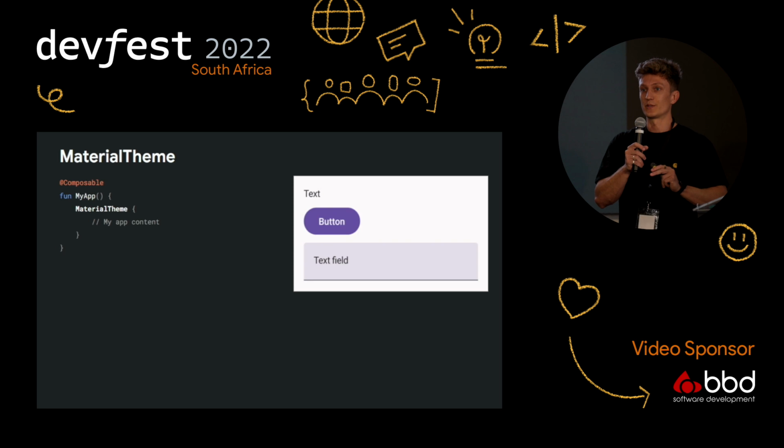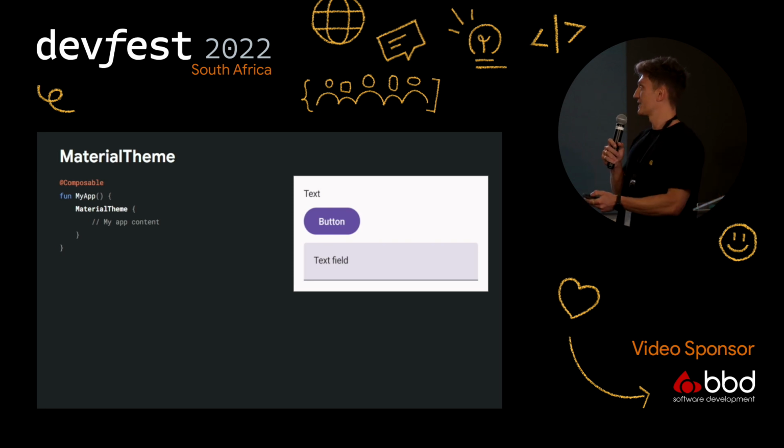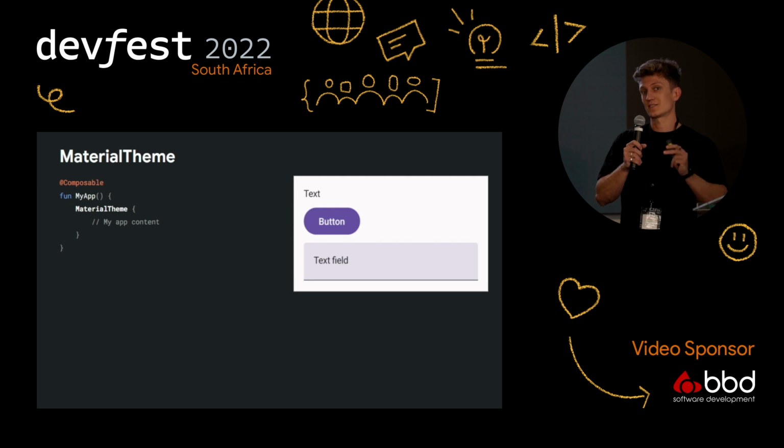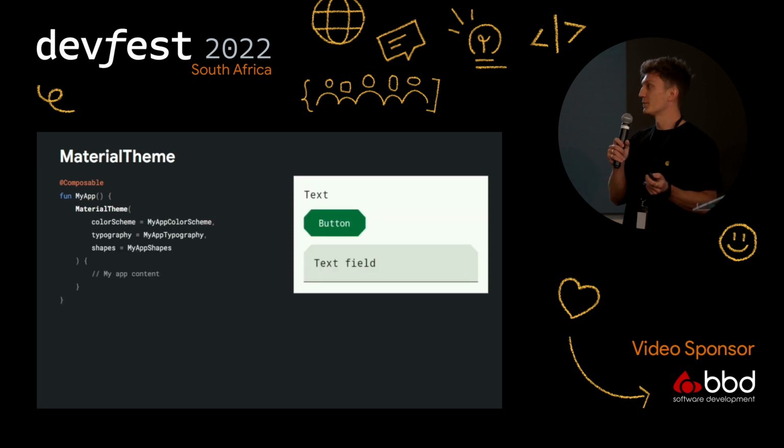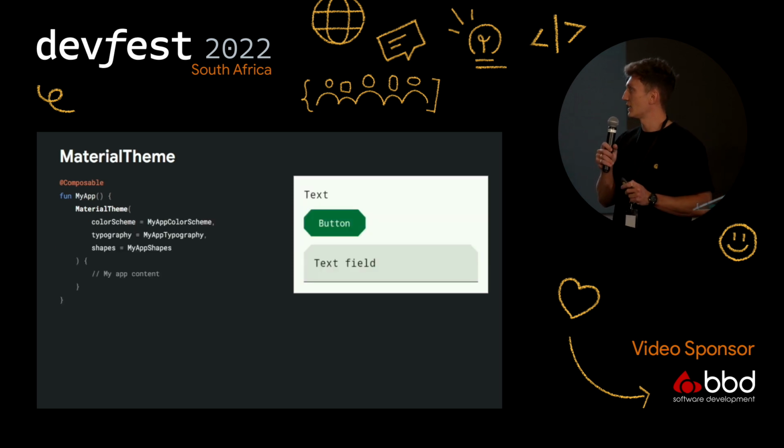This material theme provides theming values to those components, but just using it as is like this isn't going to do much. What you actually need to do is edit the material theme and basically pass in custom theming values so that the components themselves change and adapt to these theming values and change how they look. Here's an example of how to do this.